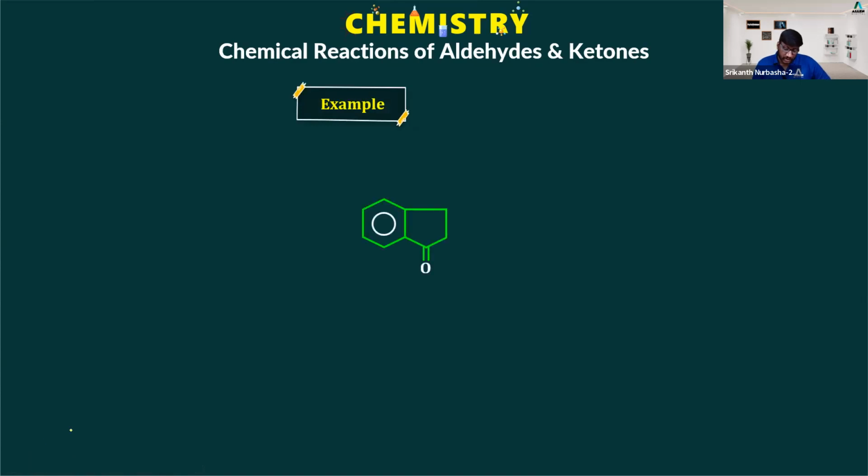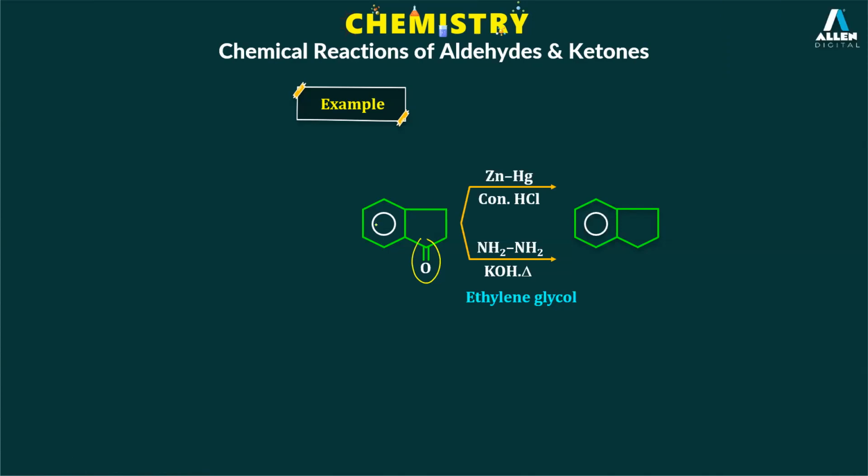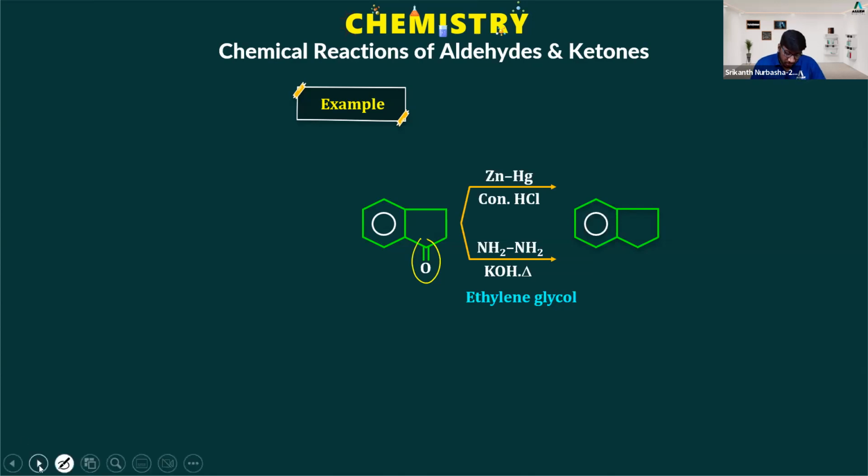Do this example. Can I do Wolff-Kishner and Clemmensen's both in this particular reaction? Why can't Clemmensen's be used? There is no other functional group except C=O, right? Or do we have any other functional group? No. So I can do Wolff-Kishner reduction or Clemmensen's both, converting the C=O into CH2.